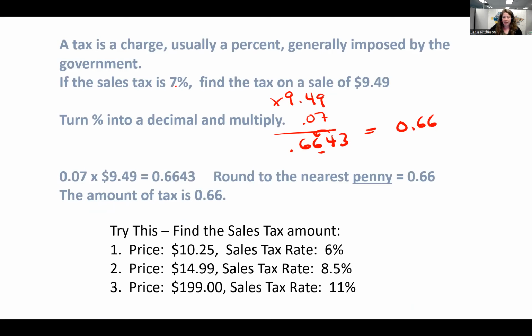All right, so it says try this. Find the sales tax amount on each of these. So I want you guys to multiply 10.25 by 0.06 and tell me the sales tax. What would you multiply the next one by? 0.085. And what would you multiply number 3 by, this price by? It'd be 0.11. All right, and you guys send me those sales tax amounts.